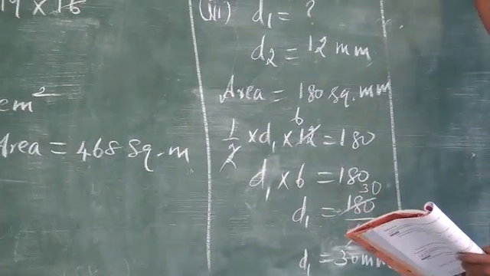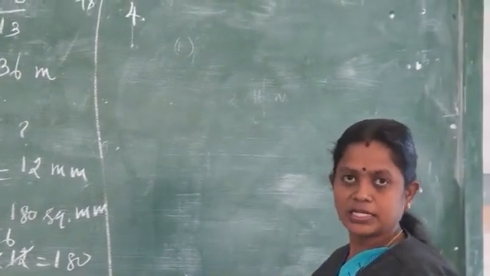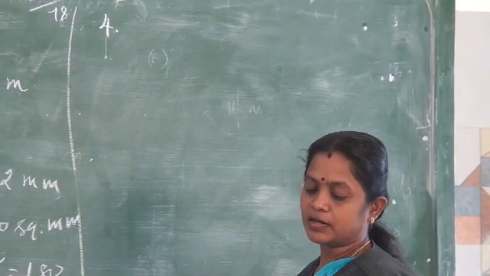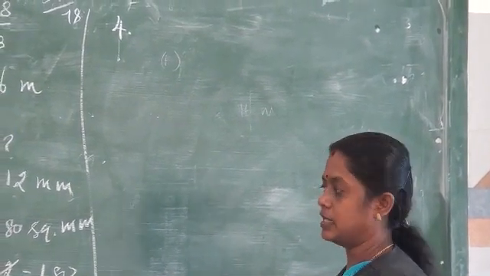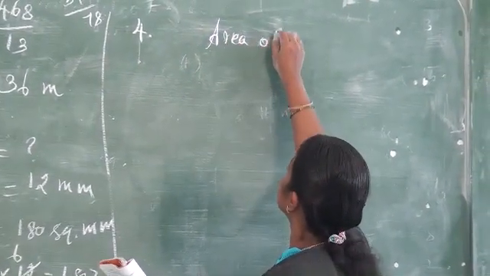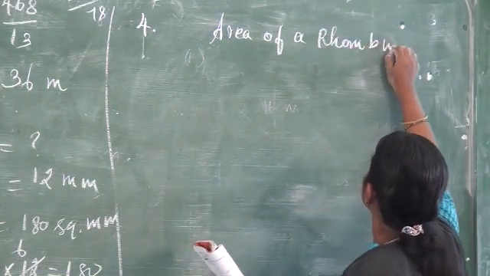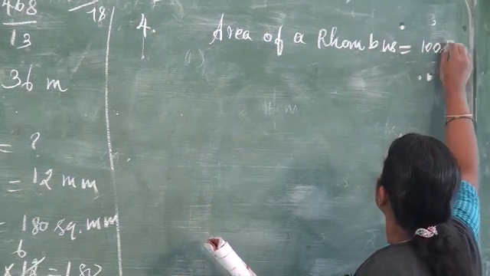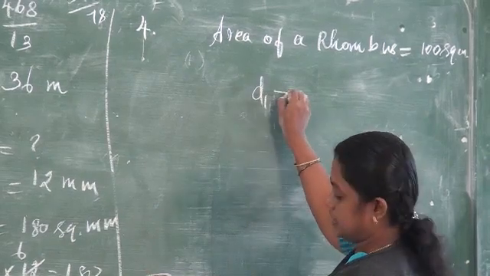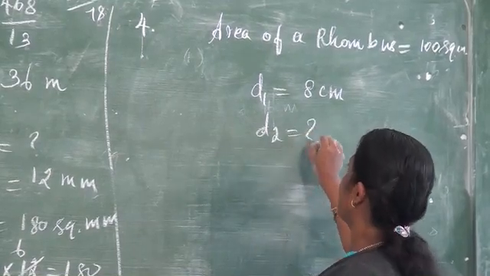Come to the fourth problem. The area of a rhombus is 100 square centimeter and length of one of its diagonals is 8 centimeter. Find the length of the other diagonal. Likewise, only we will do this problem also. Area of a rhombus equal to 100 square centimeter. And one diagonal is given, D1 equal to 8 centimeter. You have to find out the other diagonal.